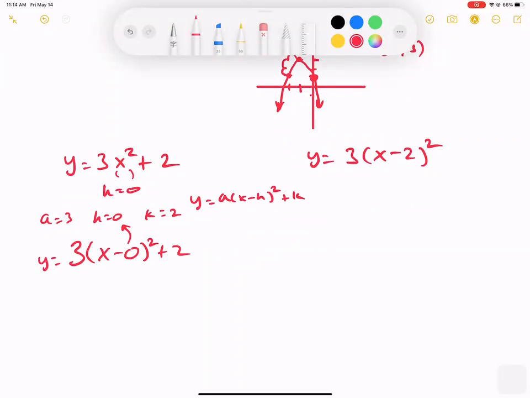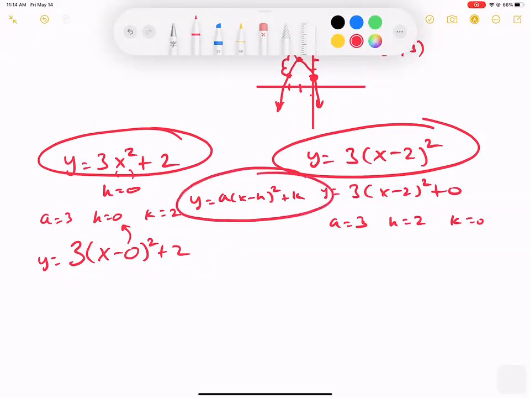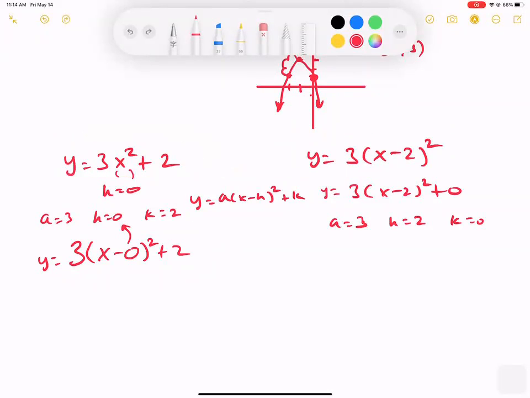On the right here, it's going to be 3(x - 2)² + 0 because there is no k value. So we can write k as 0. So our a is 3, our h is 2, but our k is 0. And that's what we want to make sure we catch. These don't always look like what we start off with. It doesn't look like the perfect example, but it's because we have some zeros here.